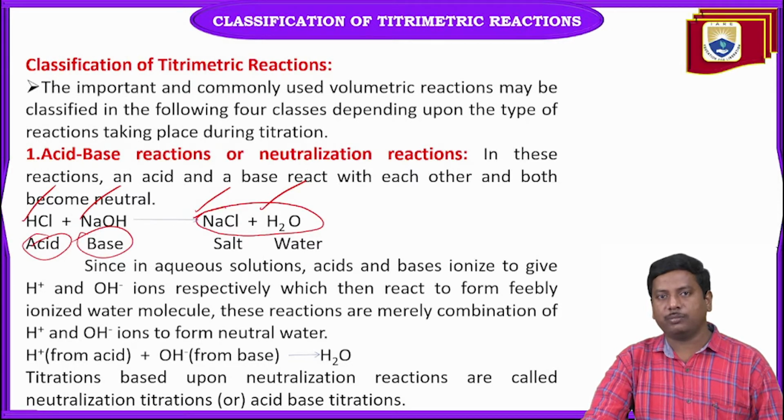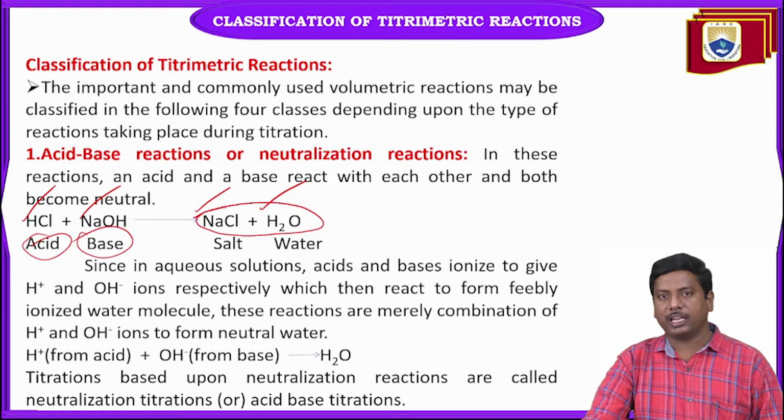Now we see what is the mechanism involved in these neutralization reactions. In aqueous solutions, acids and bases ionize to give H+ and OH- ions respectively, which then react to form a feebly ionized water molecule. These reactions are merely a combination of H+ and OH- ions to form neutral water. So according to the definition, the substance which gives H+ ions in aqueous medium is called an acid, whereas the substance which gives OH- ions in aqueous medium is called a base.